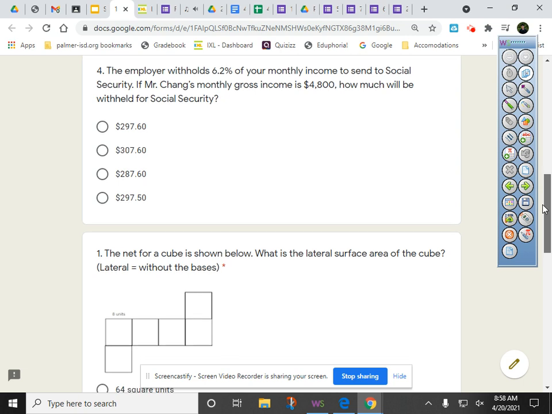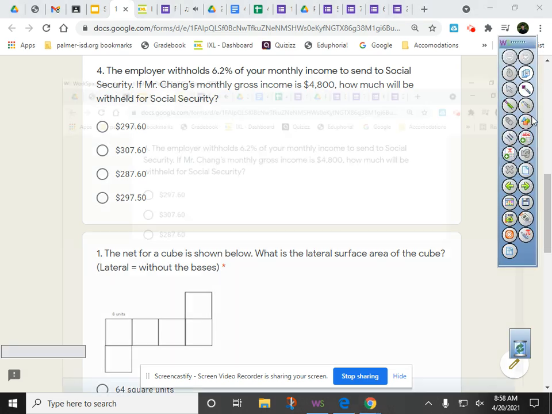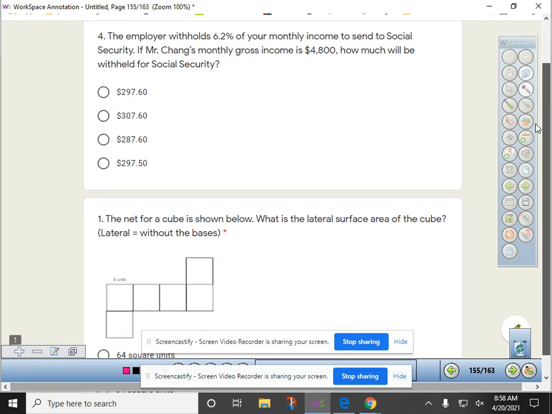Number 4, the employer withholds 6.2% of your monthly income to send to Social Security. If Mr. Chang's monthly gross income is $4,800, how much will be withheld for Social Security? How do I solve this? How do I know to write a proportion? How many of you have written a proportion already? If you don't have it written, write it down.